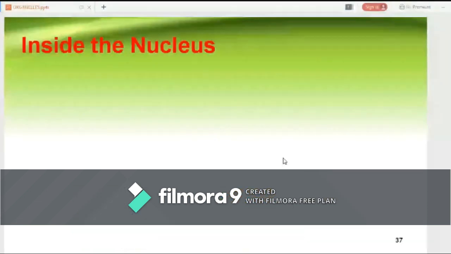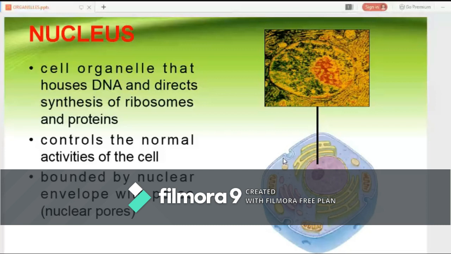The nucleus is generally an oval-shaped or spherical structure. The nucleus is known as the control center of the cell, where it regulates and coordinates all the activities of the cell.